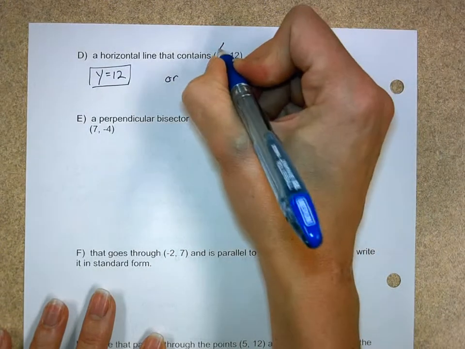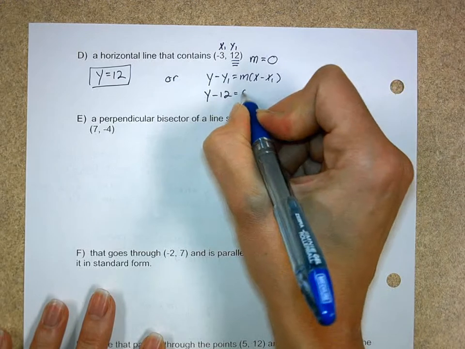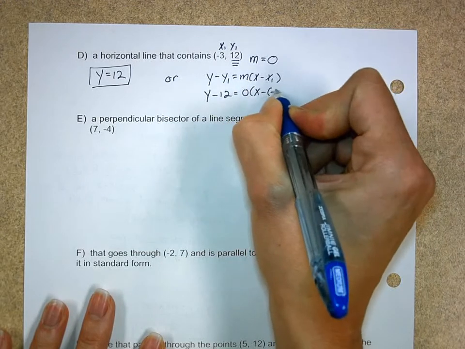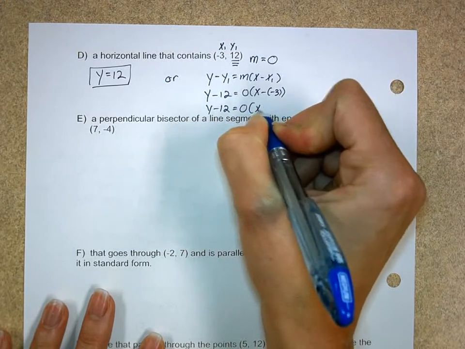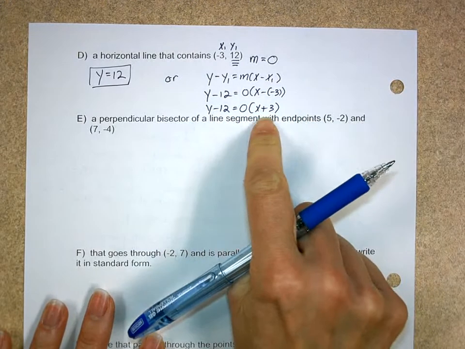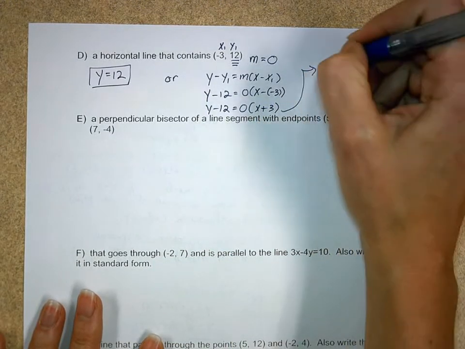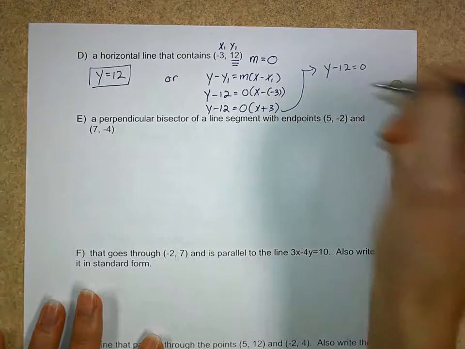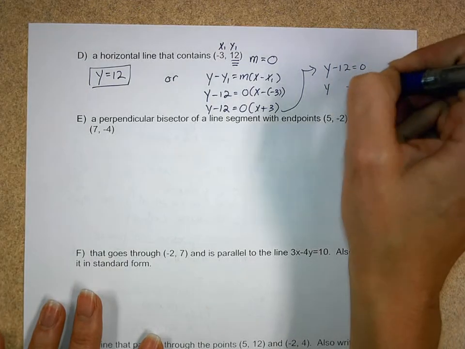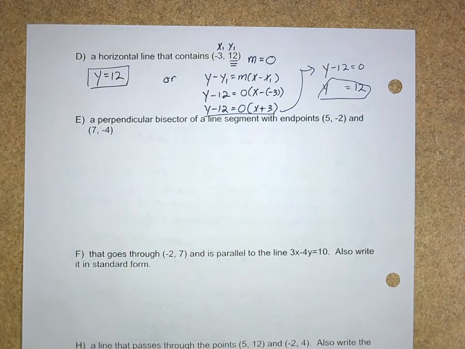So y minus, here's my x1, y1. y minus 12 equals 0 times the quantity x minus a negative 3. Now here's the cool thing. We have 0 times this, and 0 times anything is 0. So you can leave it as y minus 12 is equal to 0. Or I could just go ahead and move it over. Yeah, y equals 12. I'd probably even take this form, as long as I know initially that's what you were working with.